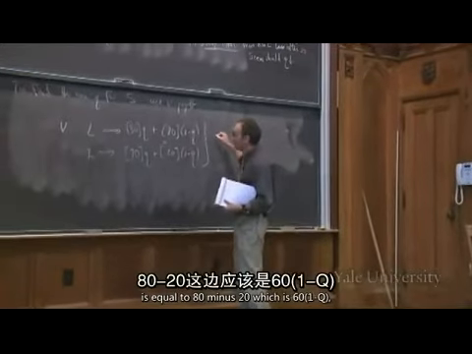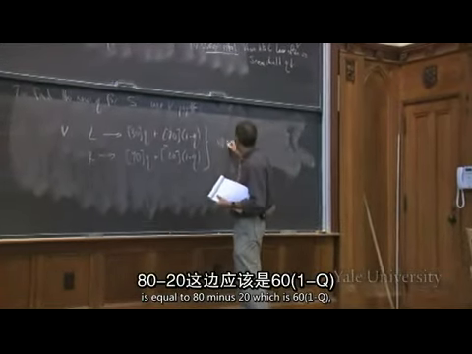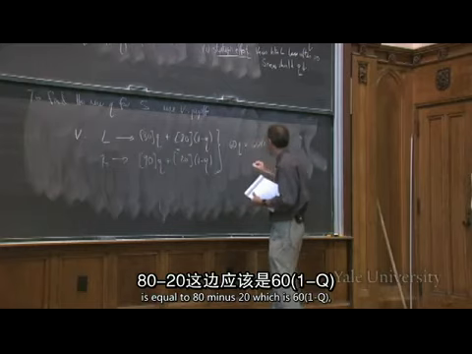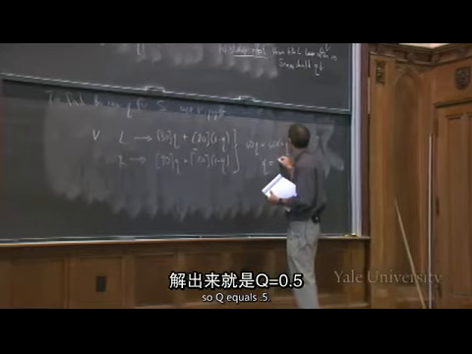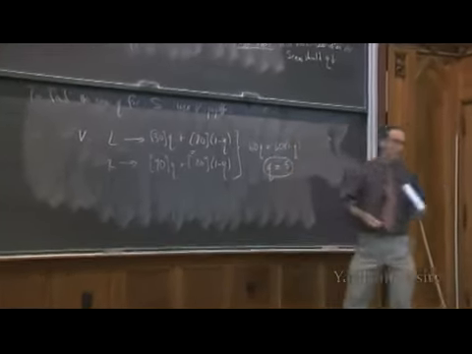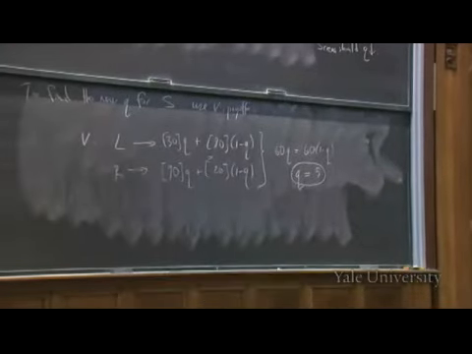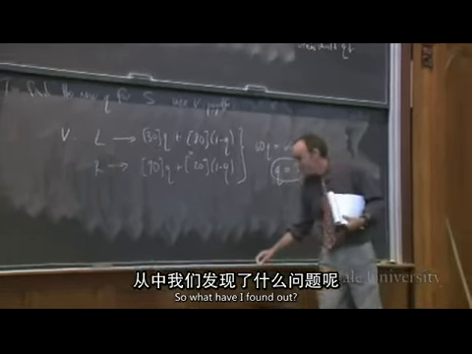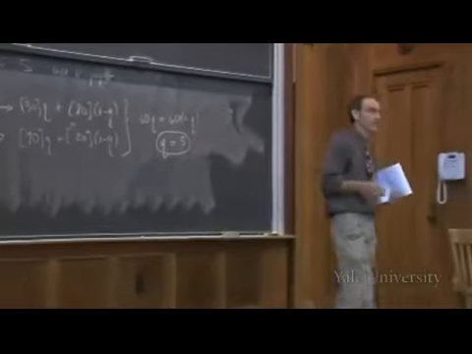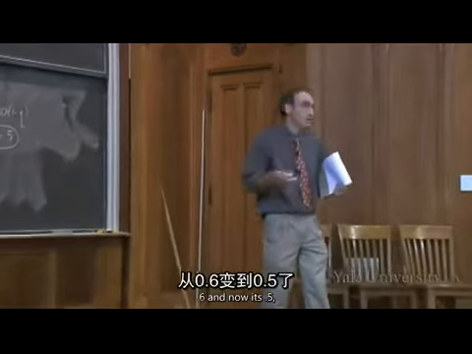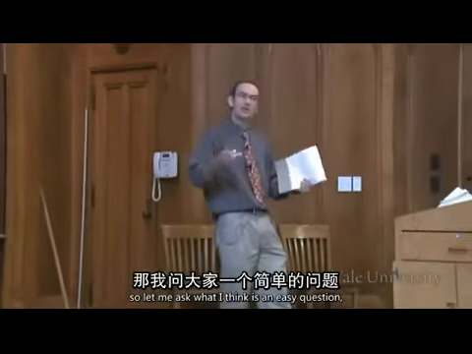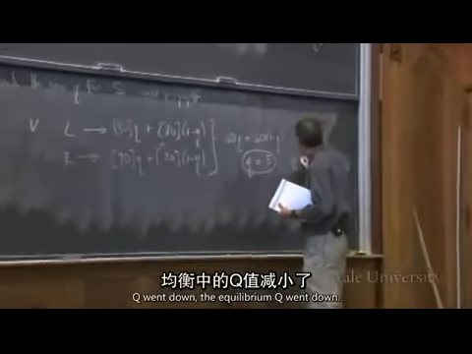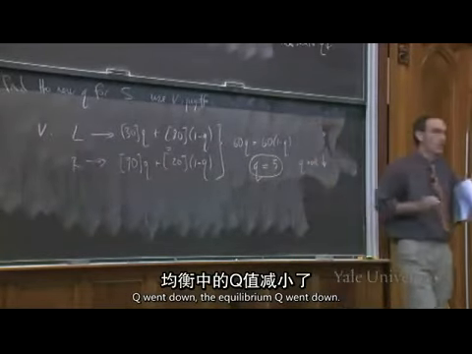So I'm going to get 90 minus 30, which is 60Q, equal to 80 minus 20, which is 60 times 1 minus Q. So Q equals 0.5. If I did the algebra too quickly, just trust me, I think I got it right. From here on in, it was just algebra. So what have I found out? Did Q go up or down? Well, Q used to be 0.6, and now it's 0.5. So let me ask what I think is an easy question. Did it go up or down? It went down, right? Q went down. The equilibrium Q went down.